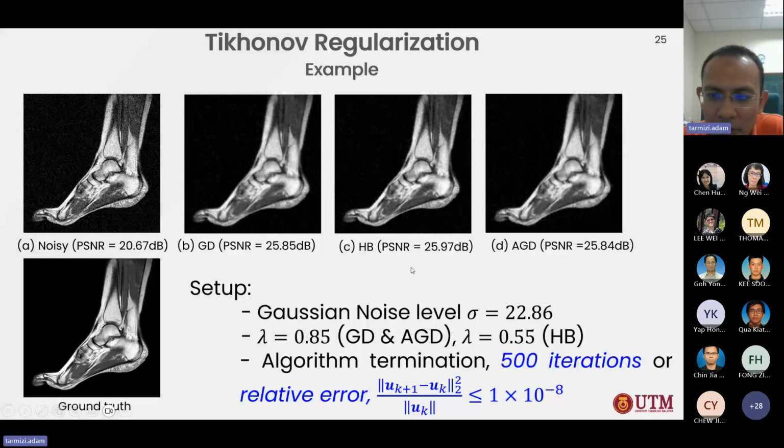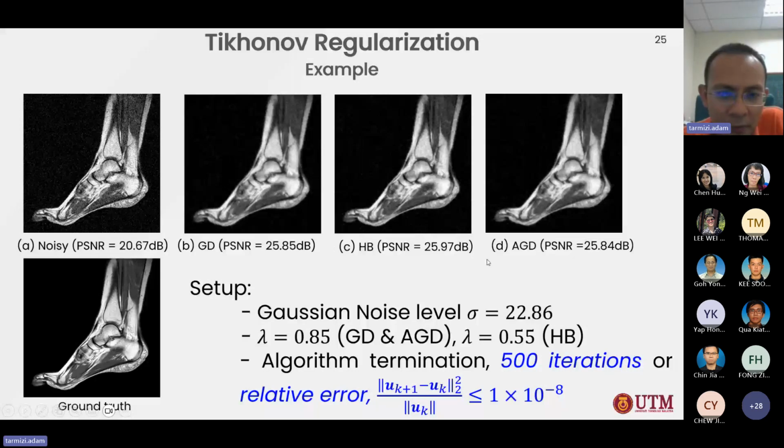You also have almost similar results, because these are essentially related to acceleration, but their base is gradient descent, right? These are just variants, accelerated versions, of the gradient descent. That's why the improvements are almost similar. And these are some of the setup that we use for this simple example.